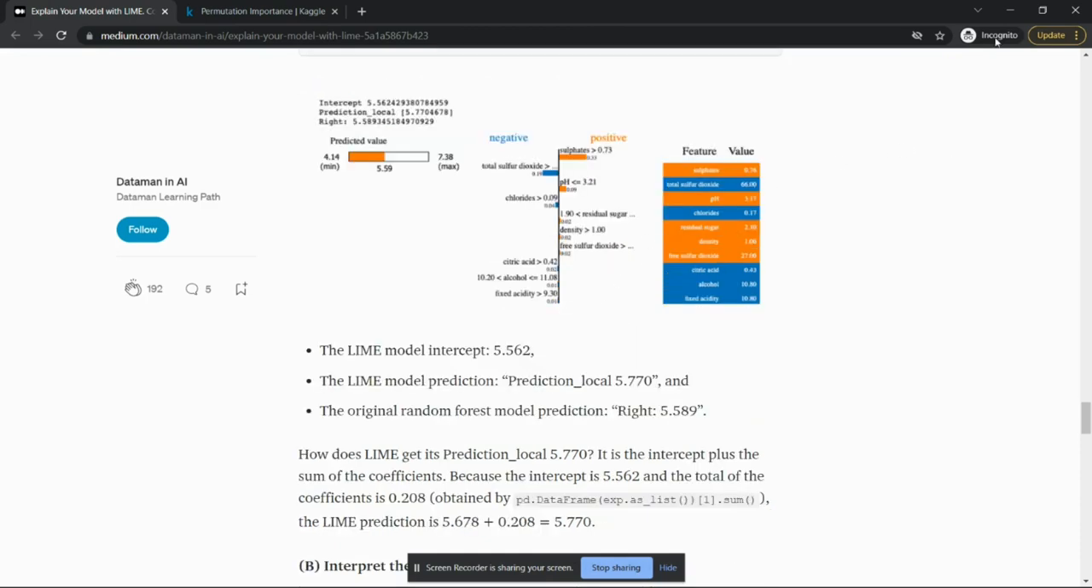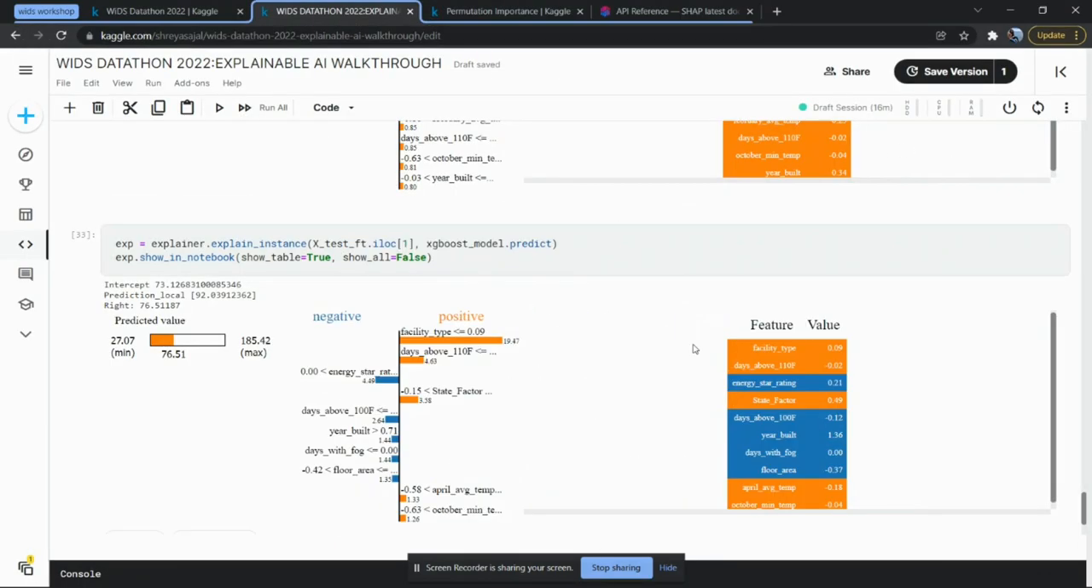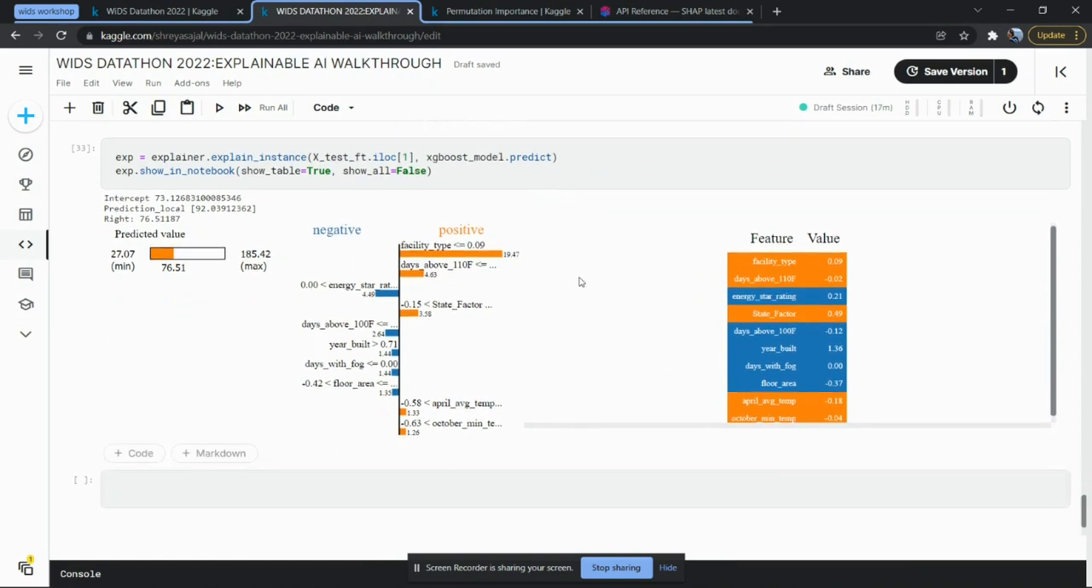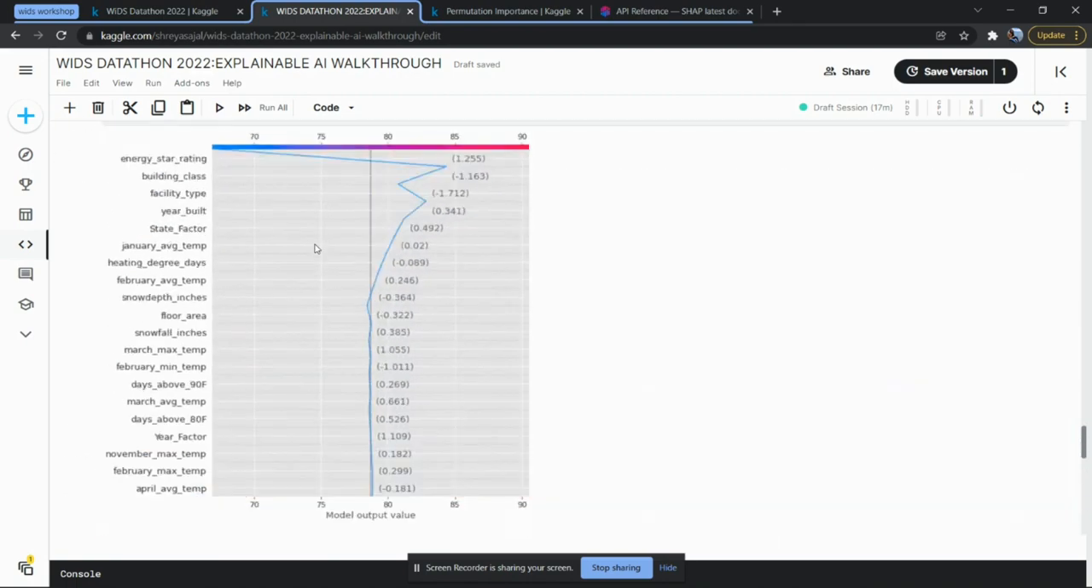So this was all about the three explainability methods that we talked about. I will publish this notebook on Kaggle soon after writing all the things that I have discussed today. So you can see it in the WIDS Datathon notebook section or in my Kaggle account, that is Shreya Sajal. There all the inferences that we gathered in today's talk will be mentioned.